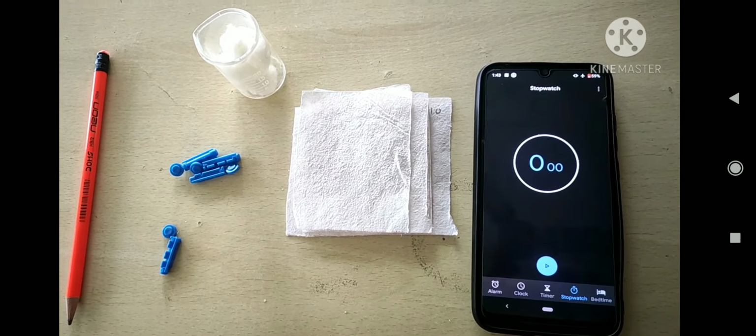Okay, so let's start with the experiment. I massage the finger. Prick is there, and immediately the spot on the filter paper. So here is a spot. Now I will start the timer.